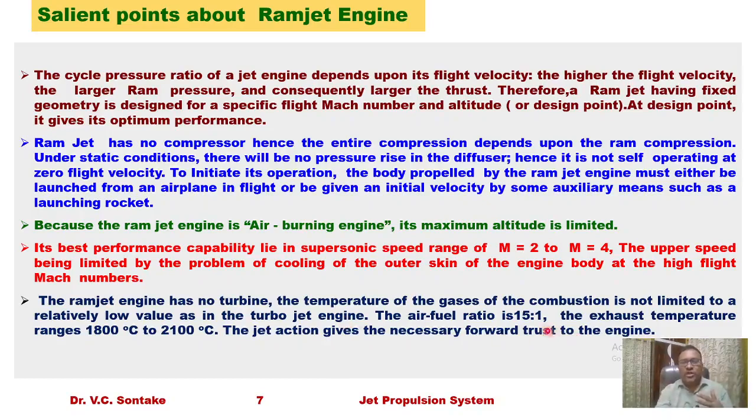The air fuel ratio is 15:1 and the exhaust temperature ranges from 1800 degrees Celsius to 2100 degrees Celsius, which is very high as compared to the jet engine or turbofan engine. And the jet action gives the necessary forward thrust to the engine. The applications of ramjet engines are in supersonic missiles and in bombs.